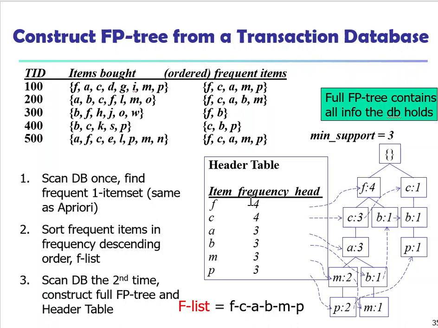While we're doing this, we also started at the same time to add the links to our header table. So all the nodes containing F are linked through a linked list. F is linked to this F, and we don't have another F in this tree, so that's the end of this link. For C, we have this C, but we also have another C on this branch. So we will have a link from this header table to the first C node, and from the first C node to the second C node. So all the Cs are linked through this linked list structure. The header table plus the tree forms the entire FP growth tree.